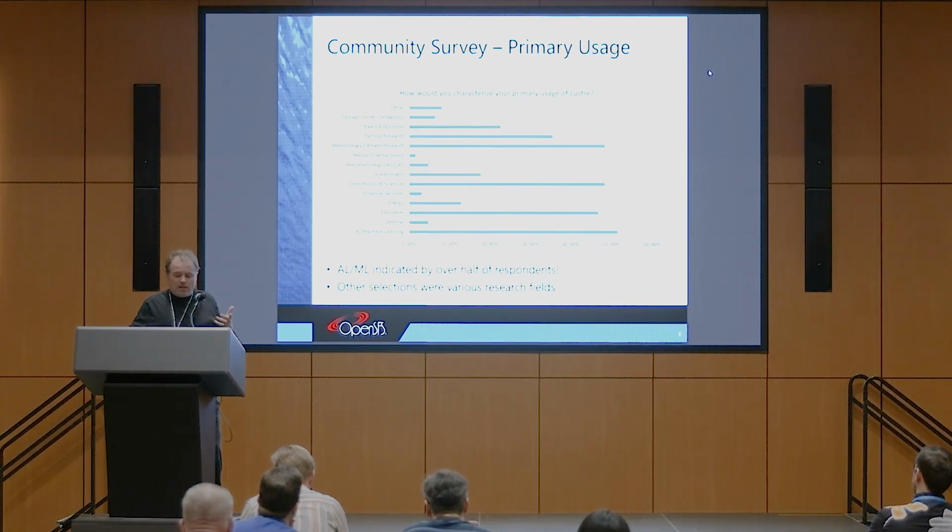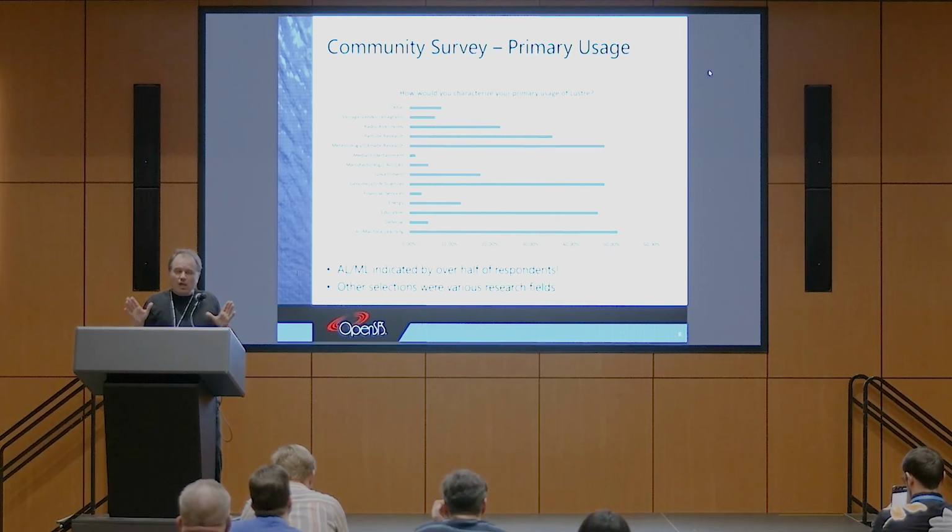but the main thing that's changed or become more prevalent over the last few years is that AI machine learning is becoming a more common response. So over half the respondents of the survey said that their primary usage of Lustre included AI and machine learning. Often that was not the only answer they gave, it was paired with something else. And so I think that's what we're seeing as people are introducing AI and machine learning workloads into other fields as well, some of these other fields that are represented.